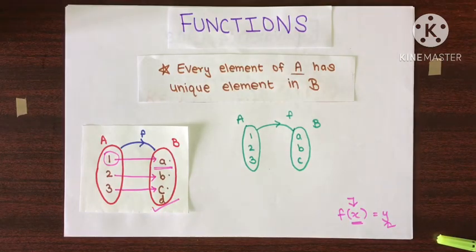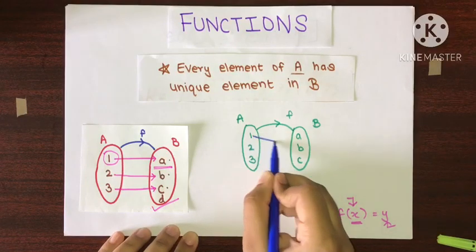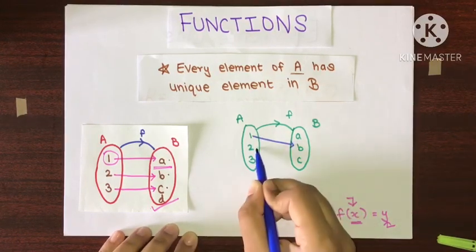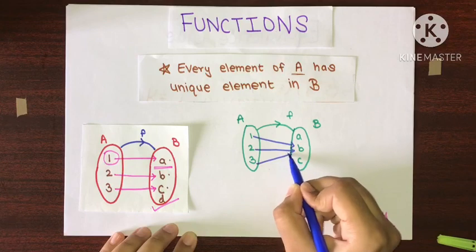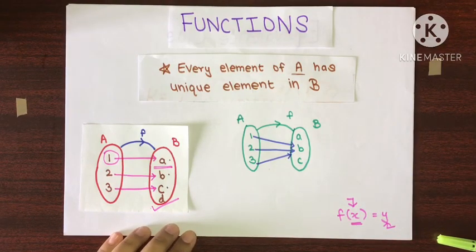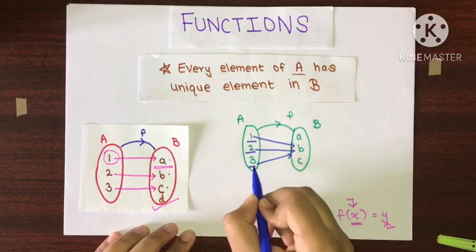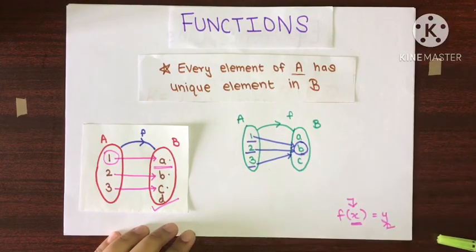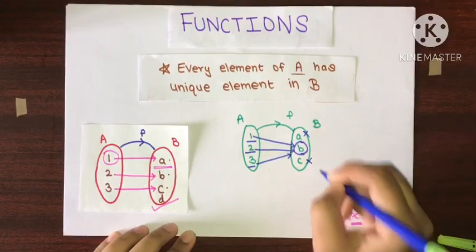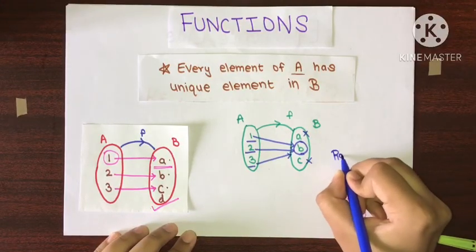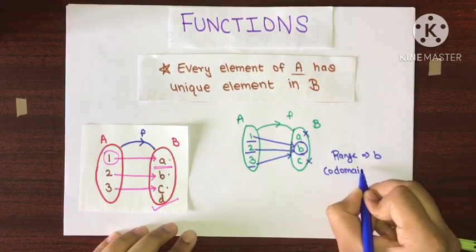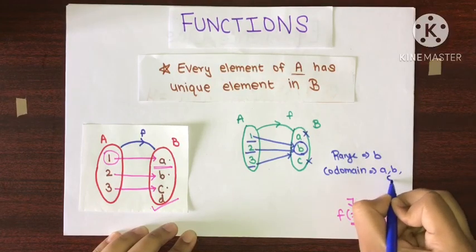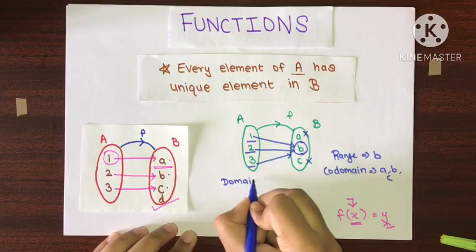Now watch carefully. I'm going to say, when I give an input of 1, I'm going to get B. When I give an input of 2, I'm going to get B. And when I give an input of 3, it's still going to give me B. In this case, all 3 of these are giving me a single answer, B. It's not going to give me A, it's not going to give me C. So in this case, your range is only B. Your codomain would be A, B, and C, and your domain is 1, 2, 3.